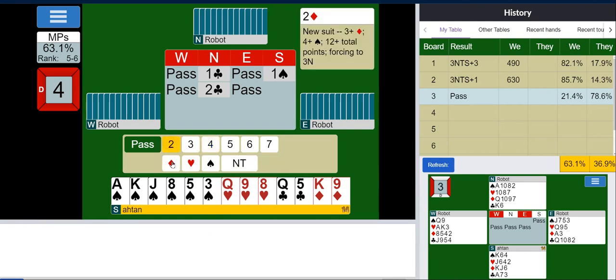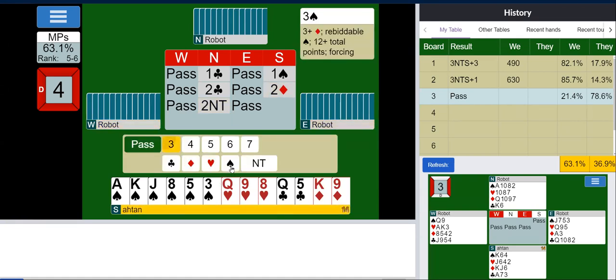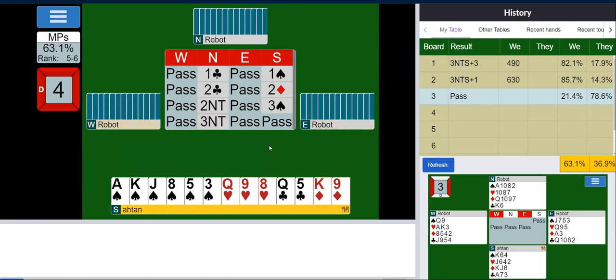bid 2 diamonds, which would be forcing. Just showing strength, basically. I think I'll do that. So now is the time to show my spade suit. So you know, so I've got a long spade suit now. All right, so it denies it. So I'm going to stick with 3 no trump.